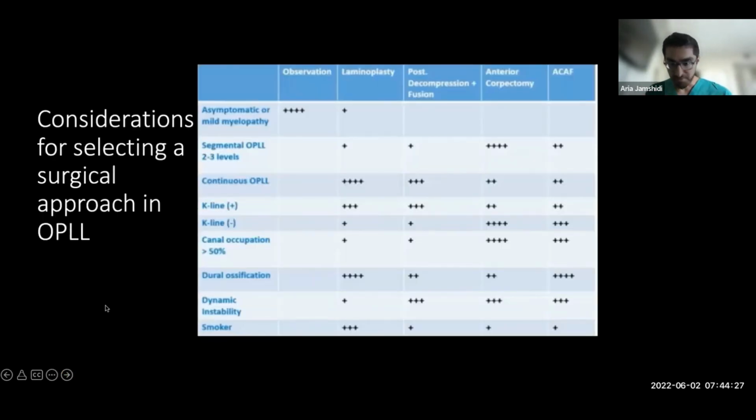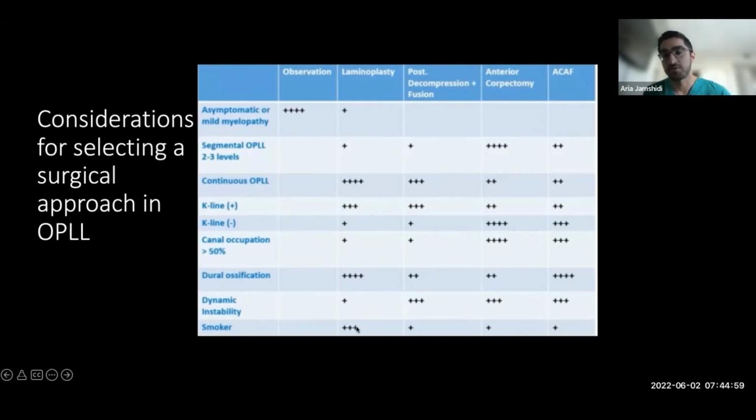So now, bringing everything together, these are all the considerations for selecting a surgical approach in a patient with OPLL. How many levels does their OPLL go down? Is it multi-level? Is it segmental? Is it continuous? What does their K-line look like, and how does that steer you between doing an anterior corpectomy or a laminoplasty, a posterior decompression, while keeping in mind things like whether the patient is a smoker or not.